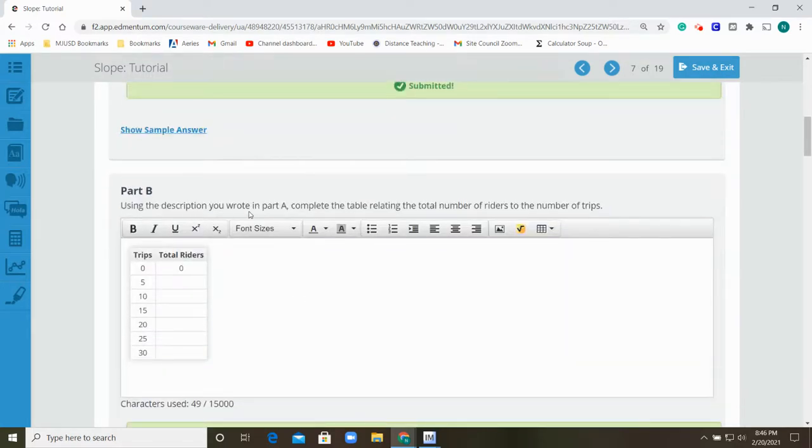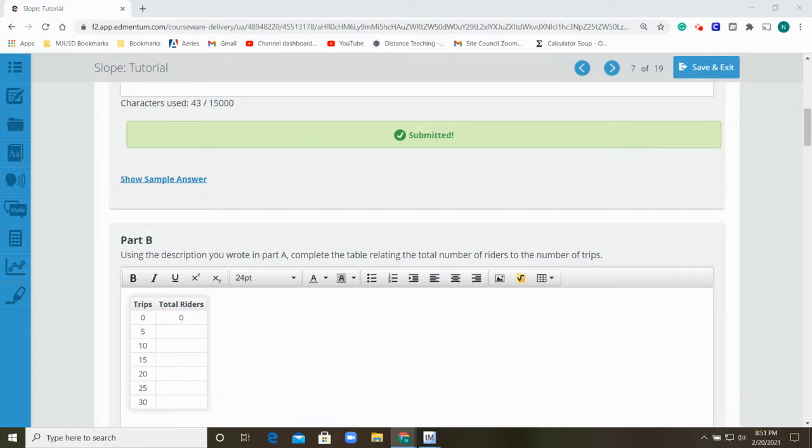Using the description you wrote in Part A, complete the table relating the number of riders to the number of trips. For Part B, using the description you wrote in Part A, complete the table relating the total number of riders to the total number of trips. This is just like you did in early elementary school, where you put a number into the machine, you did the function, and the number comes out something different.